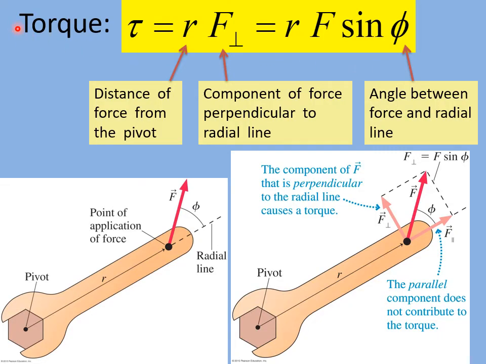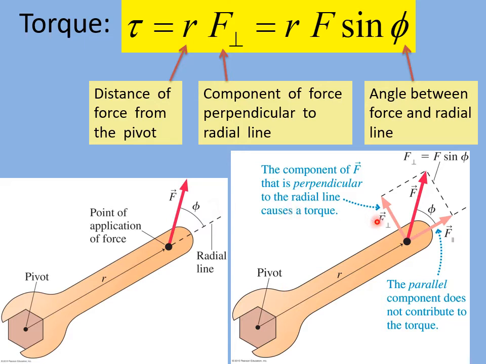So kind of putting this all together, torque is the product of the distance of the force from the pivot, r, times the component of the force perpendicular to the radial line. So if we were to push on this wrench, for example, at an angle here that's not 90 degrees, let's say we push at 30 or 45 degrees, something like that. Notice we're using phi, the Greek letter phi, here for the angle.